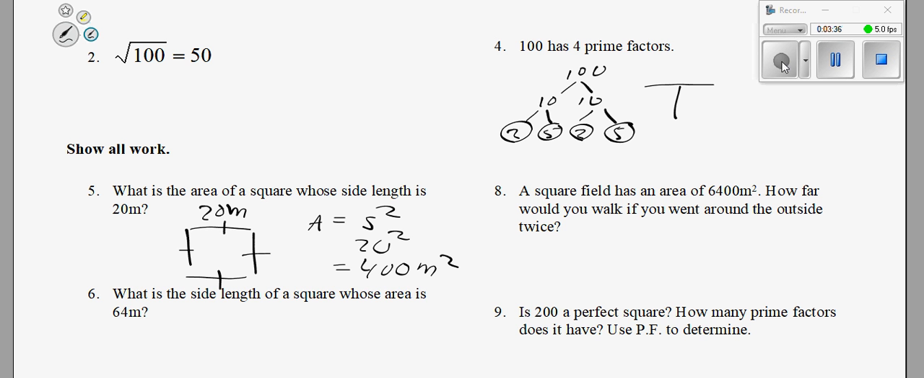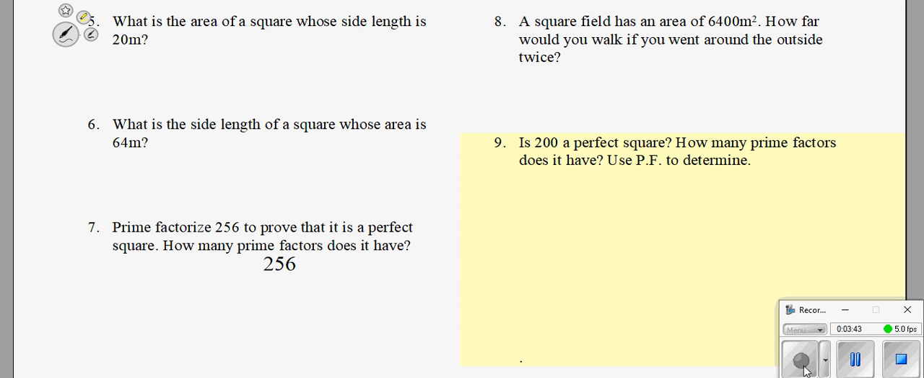Question 6 says, what's the side length of a square whose area is 64? So now we're reversing it. And when we reverse it like that, right now we have the area is 64 meters. Oh, it should be meters squared, shouldn't it? Oops. So if we say the area, which is 64 meters squared, is equal to the side squared, right? If I write my formula, area equals side squared, but instead of area, I actually write the area of 64.